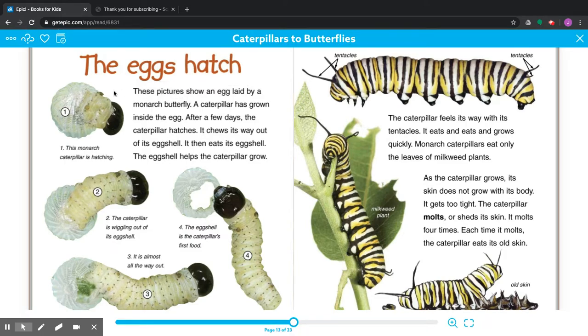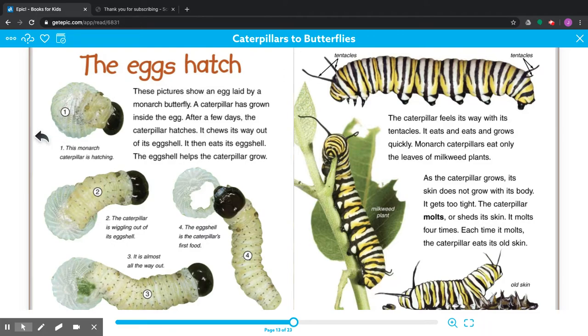So it says these pictures show an egg laid by a monarch butterfly. A caterpillar has grown inside the egg. After a few days, the caterpillar hatches. It chews its way out of its eggshell and then eats its eggshell. The eggshell helps the caterpillar grow.